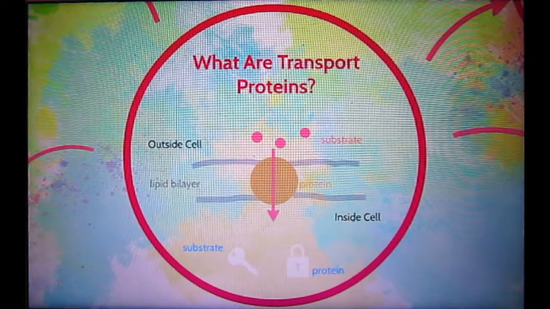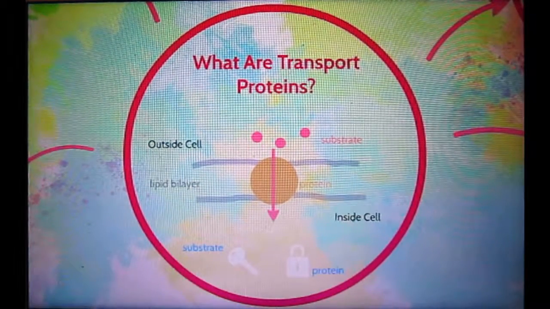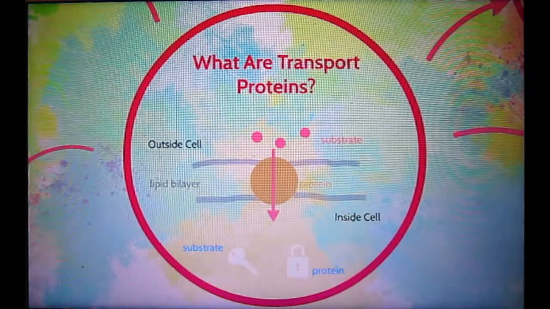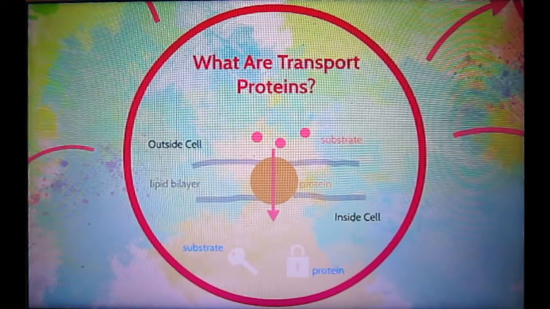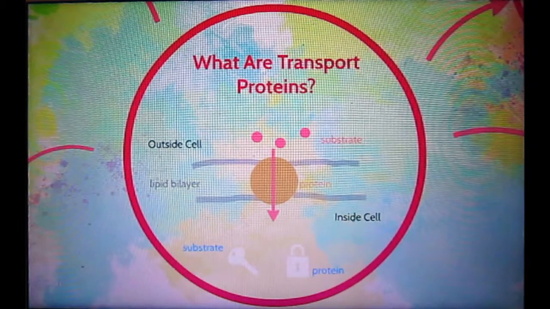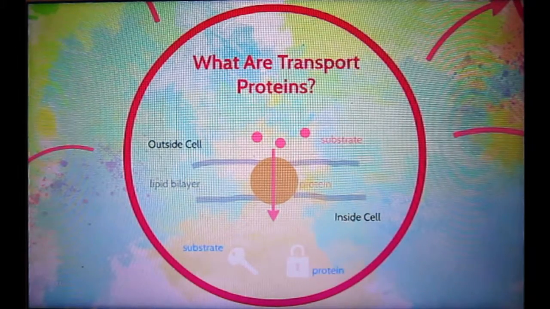The substrate is represented by the pink dots on top, which is on the outside of the cell, and they're transported inside the cell against some sort of gradient. Now, the substrate attaches to the protein at a specific spot called the binding site. This binding site has the same idea as a lock and key, as pictured at the bottom of the slide. The substrate is the key and the protein is the lock. You can't have a random key open a random door. You need a specific key to open a specific door, otherwise it's not going to work. Same idea applies for substrates and proteins.